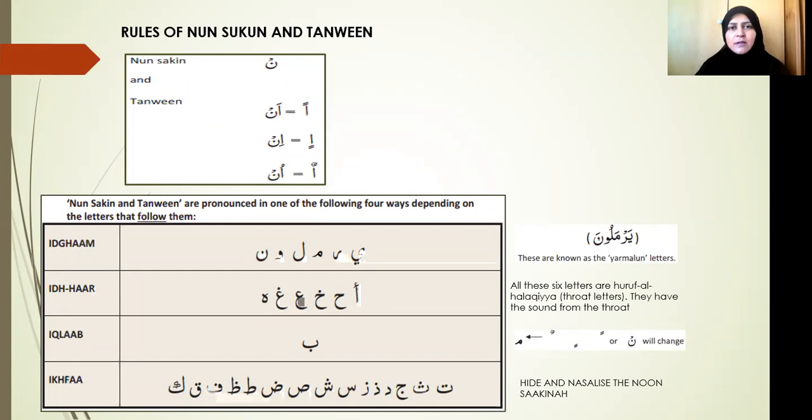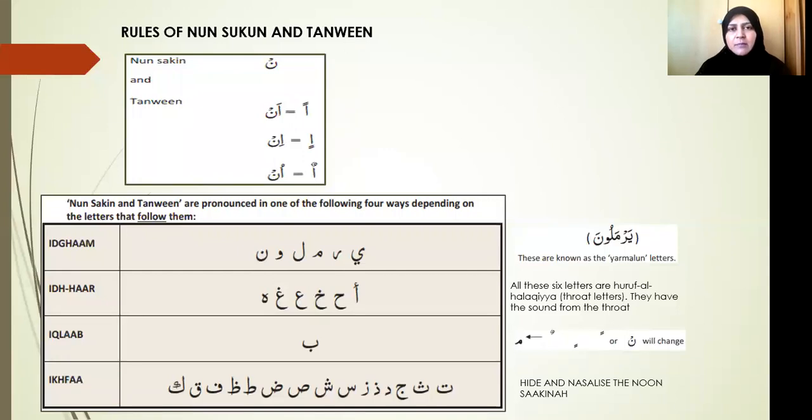Today we are going to start the rules of Noon Sakina and Tanween. We are going to cover briefly the rules, and then we will choose one of them to focus on for today's session. If a word ends with a noon sakina or a letter with a tanween, which simply means a double vowel, a double sign, then a rule applies, and depending on which letter comes after it, it will fall under a category of one of the rules of idgham, ikhfa, izhar, or iqlab.